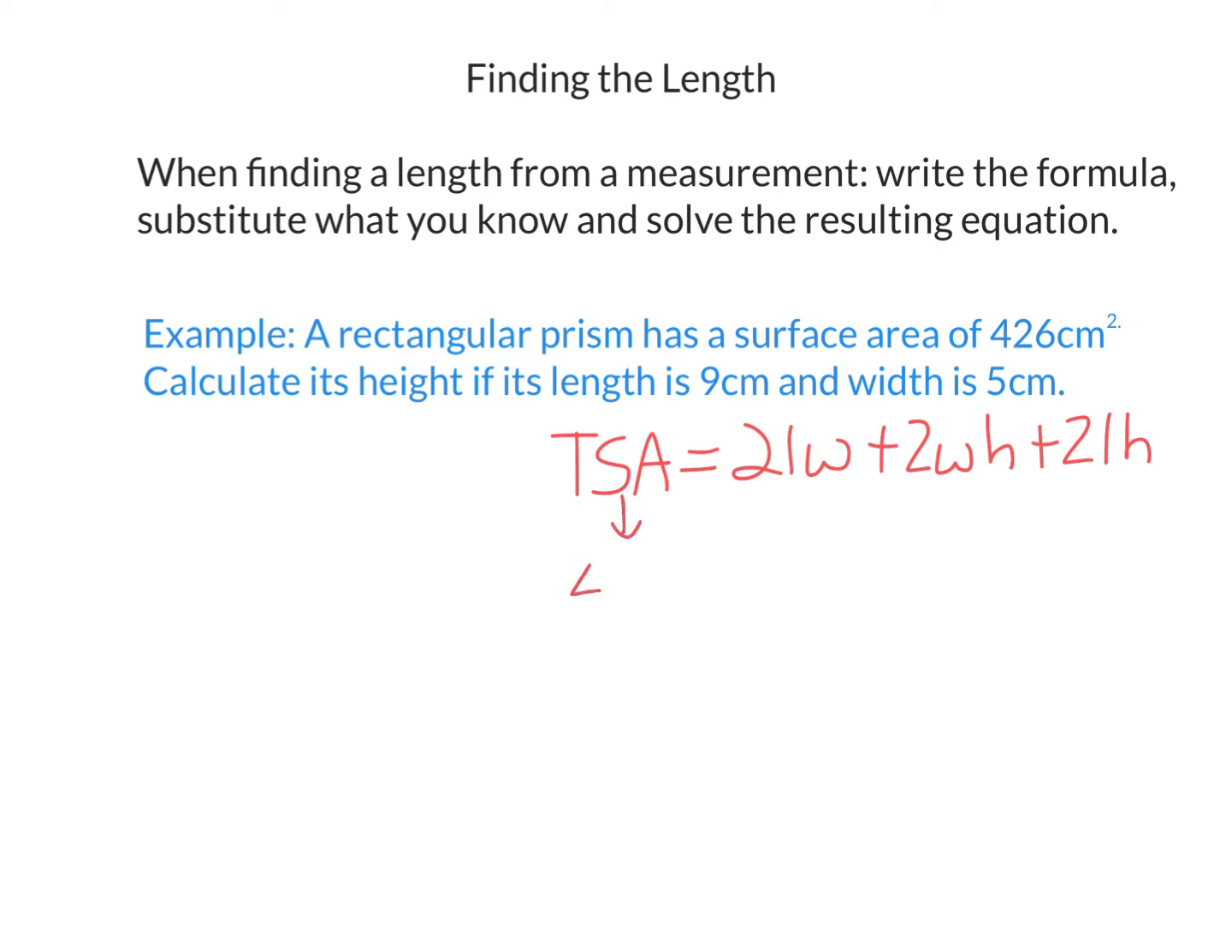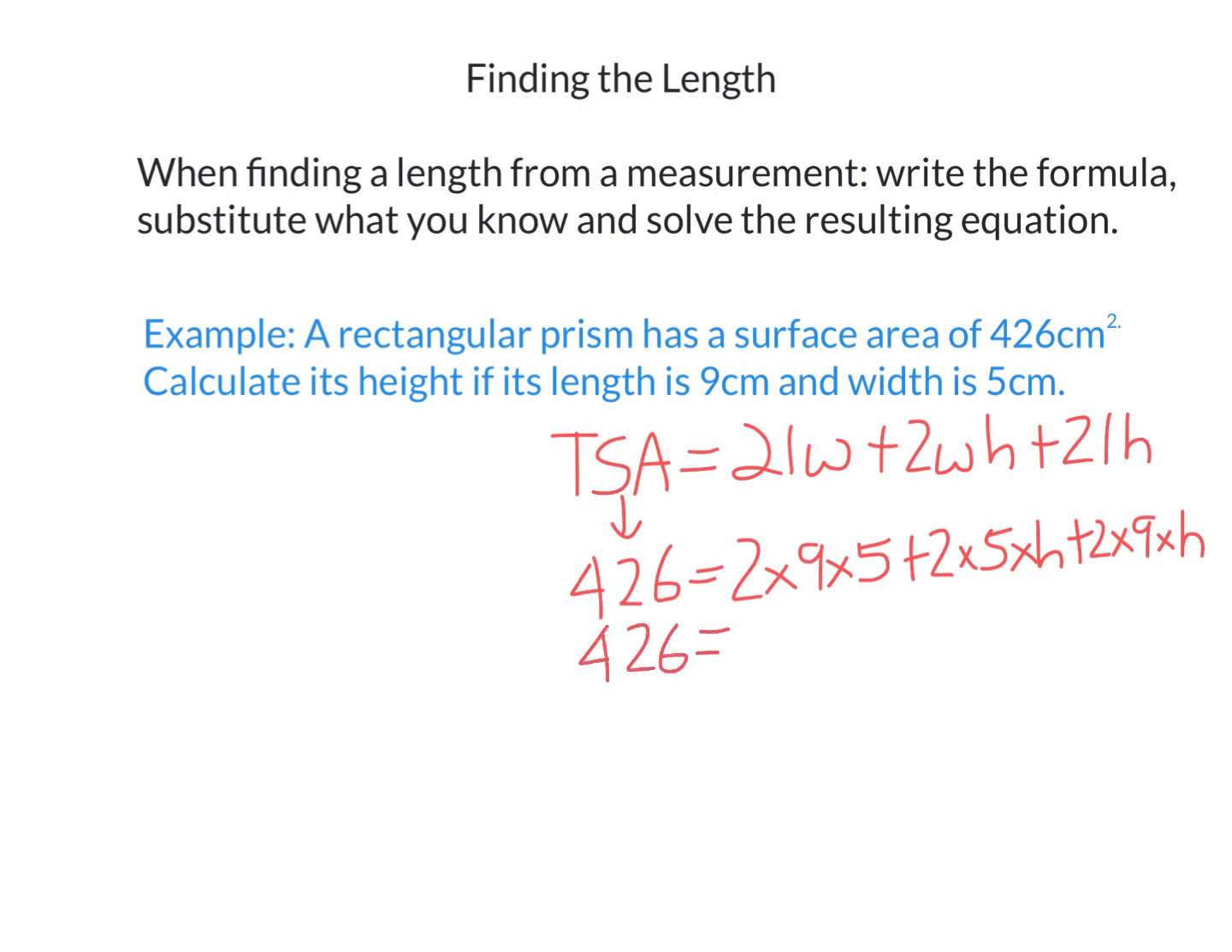So I'm going to change total surface area to 426. I know L, the length, is 9, so I'm going to replace L with 9 and W with 5. So 2 times W times H plus 2 times length times height. Okay, so now I have an equation with one unknown, which is the H, so I can solve that. Let's just make this a little easier to work with.